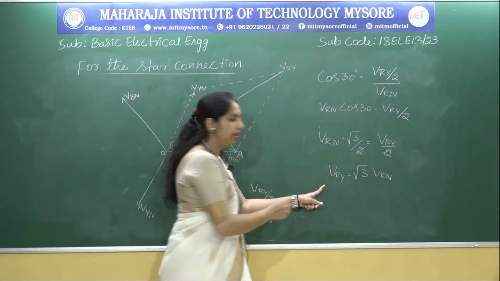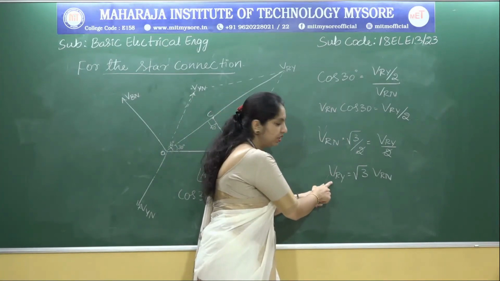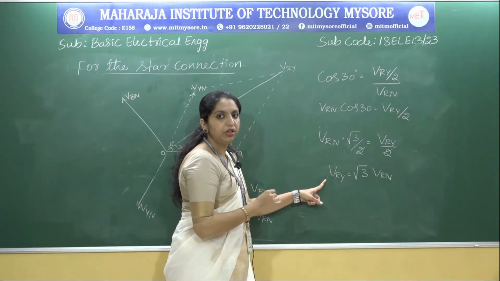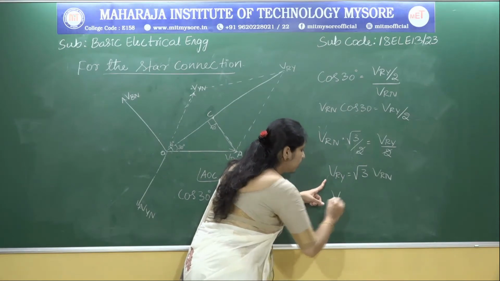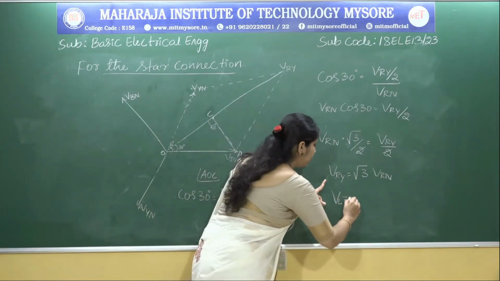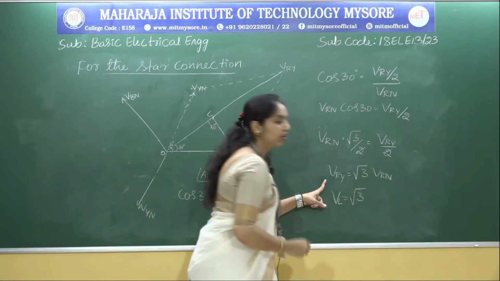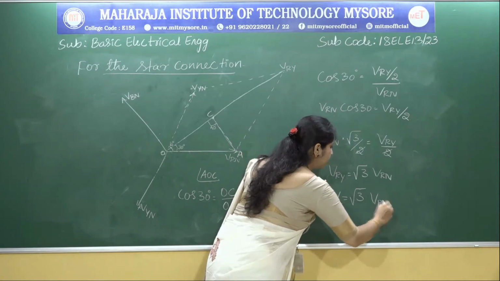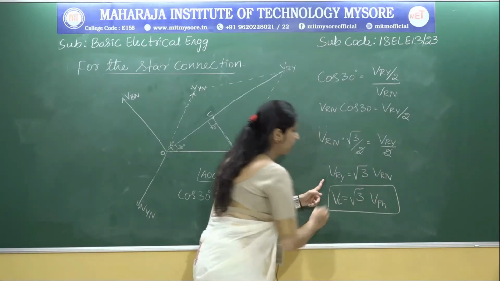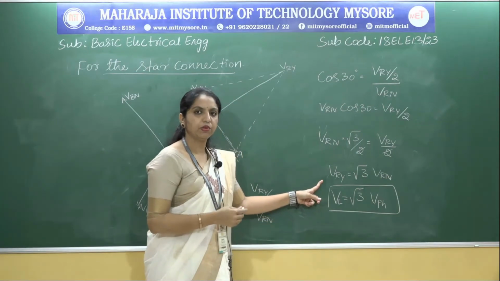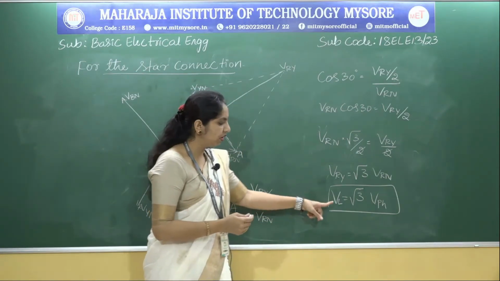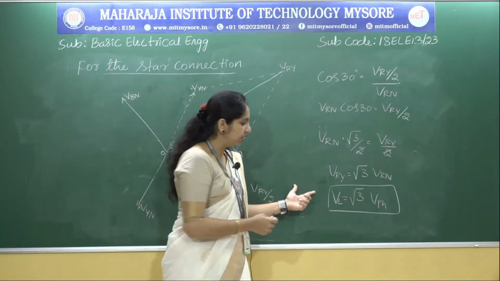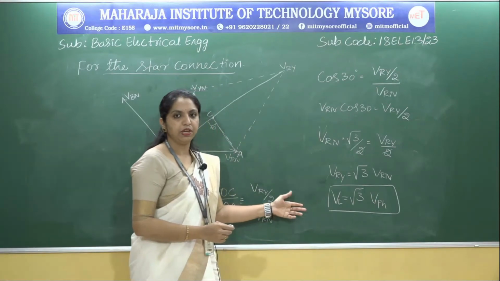Okay, so what is VRY? VRY is nothing but the line voltage. Remember, VRY is nothing but line voltage. The voltage is measured between two lines. So straight away I can write this as line voltage VL, which is equal to root 3 into, and what is VRN? VRN is the phase voltage, VPH. So finally we have found the relationship between the line voltage and the phase voltage in star connection, which is VL is equal to root 3 VPH.